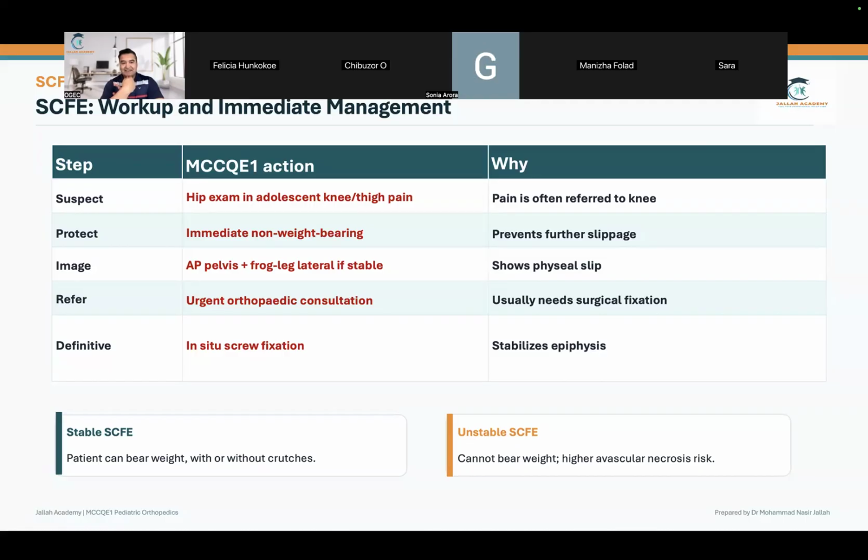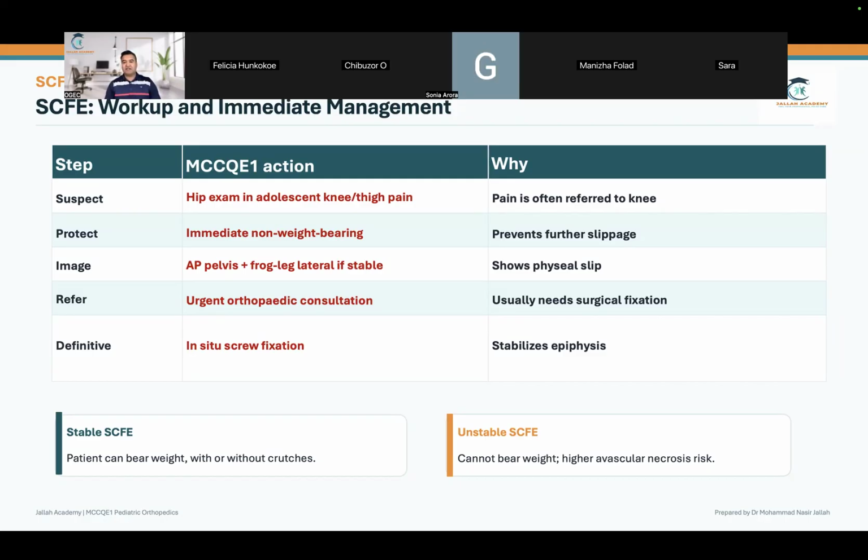So protect immediately, non-weight bearing. In order to prevent further damage or further slip or making things worse, the first thing we need to do is immobilize the patient. We have to ask the patient not to bear weight on that affected side because it's making things even worse, right? Prevent further slippage. Image: anterior, posterior, pelvis, and frog leg lateral if possible.